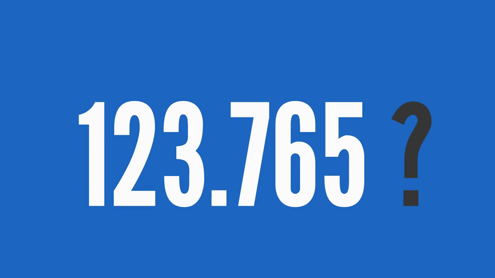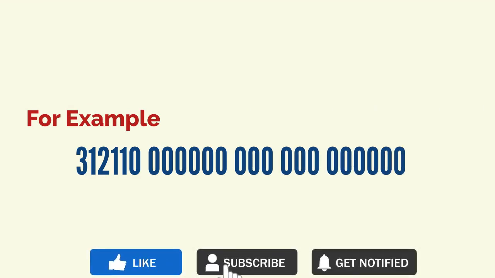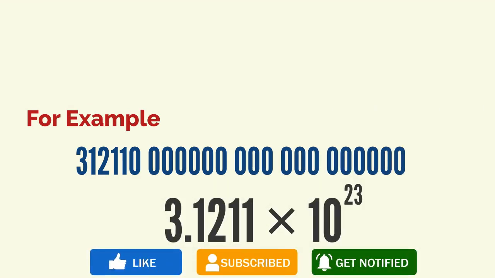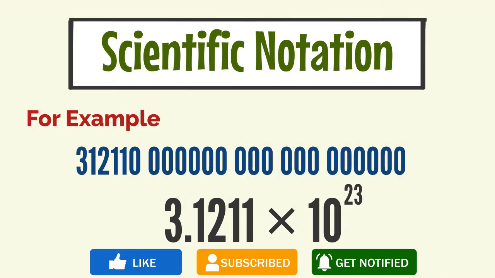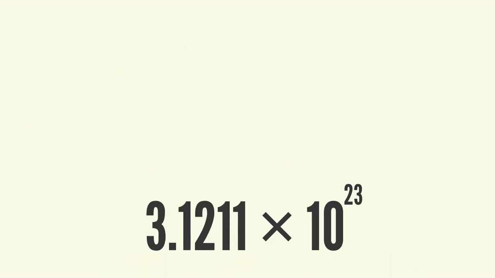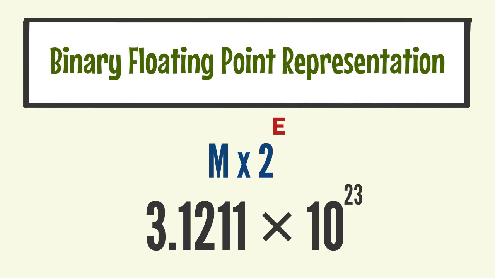To increase the range and to allow for fractions, we can look to the method used in the denary number system. For example, this number can be written as 3.1211 × 10^23, and this is called scientific notation. If we adopt this system in binary, we get m × 2^e, where m is the mantissa and e is the exponent. This is known as binary floating point representation.